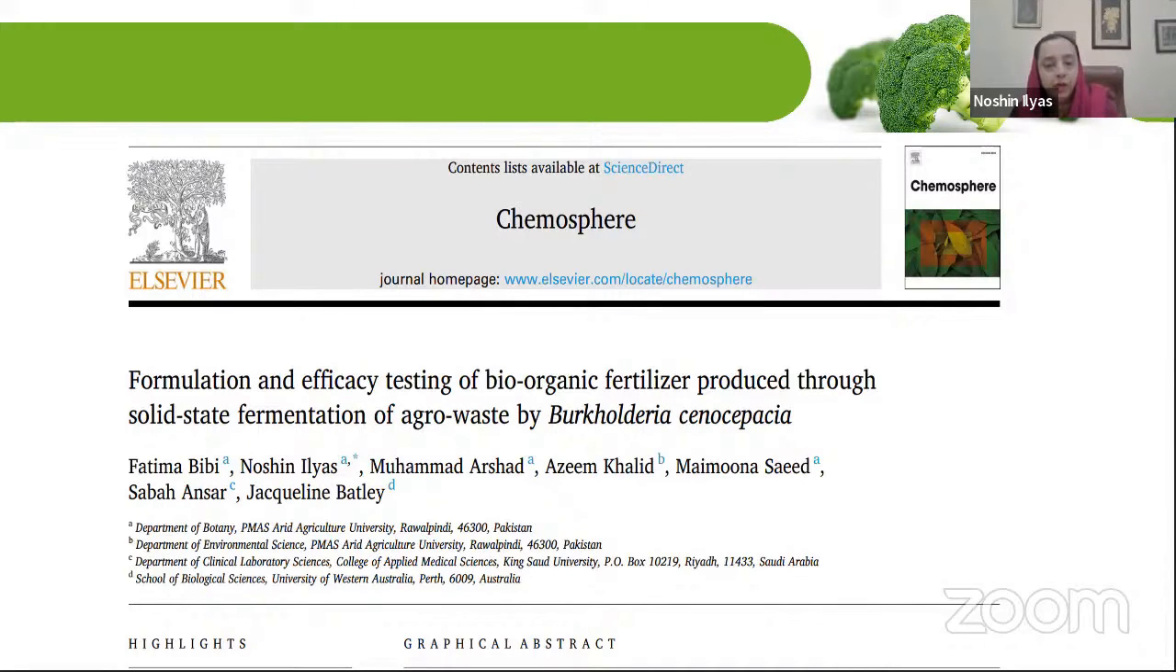But we have found that we have to go for applications of the PGPR other than plant growth promotion. We have done some fermentations by using them, which are doing two-way good. They are not only providing good fermentation results, but they're also helping the plant in growth promotion. So this is where we have produced our bioorganic fertilizer.